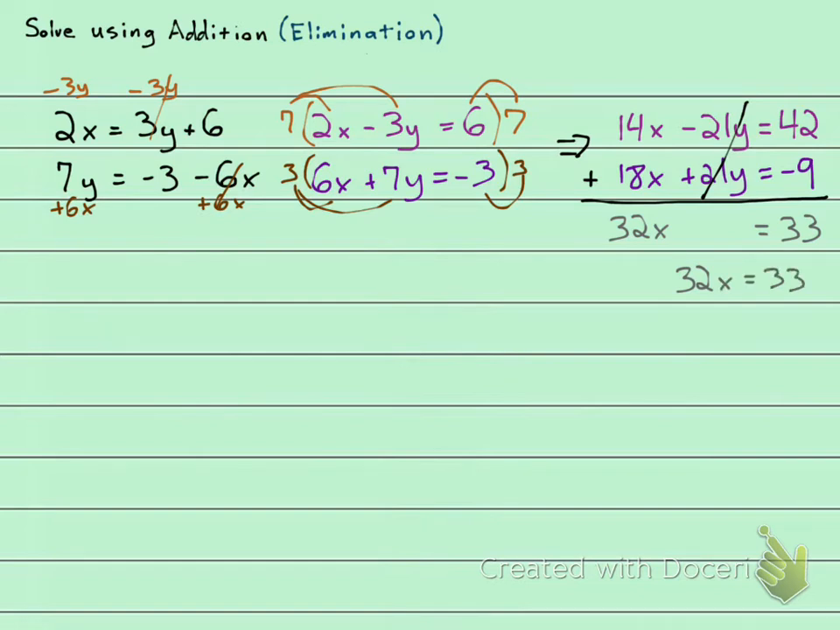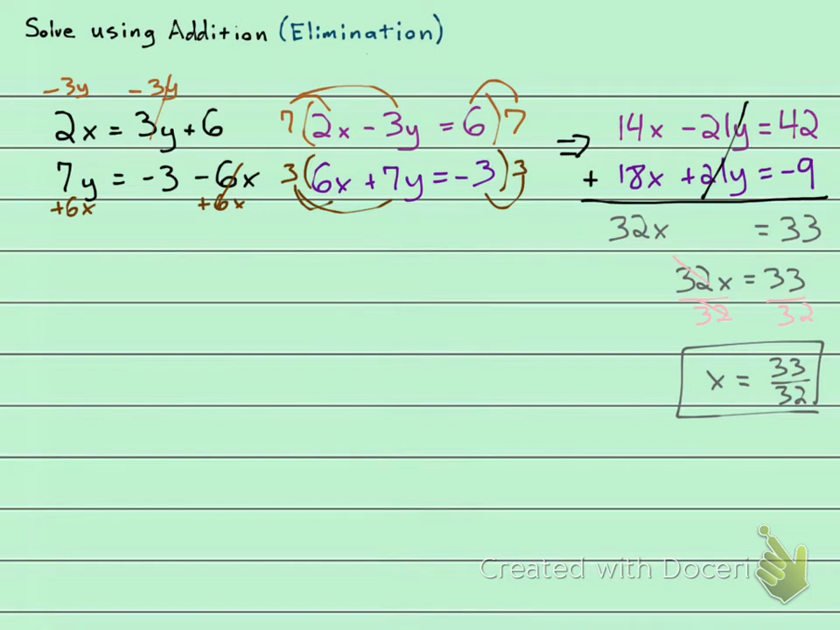I'm going to divide both sides by 32, and I get something that is not exactly the nicest looking number, but that's the answer. Okay, it is a number. Normally when I get a strange looking fraction like this, I might want to double check my work, but I just did that and I know that this is the correct answer. So if I know that x is 33 over 32, I can plug that into either one of the original equations, and I will find out what my y is.